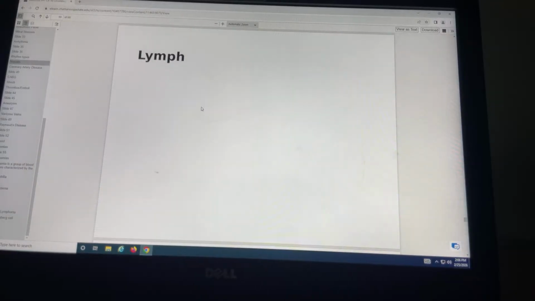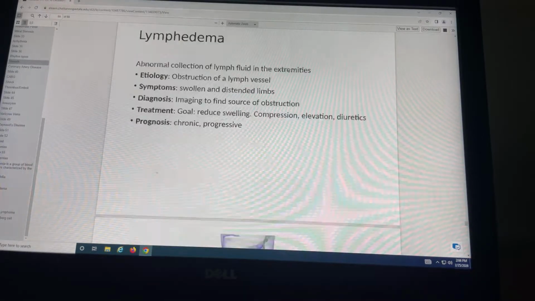All right, that's it for the blood problems that we're going to talk about in this class anyway. And now we're on to the lymph. Okay, so the lymph, let me see if I have a picture.